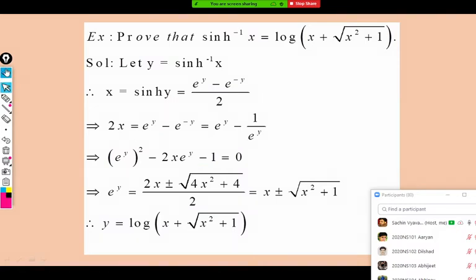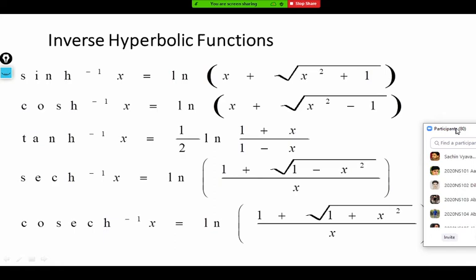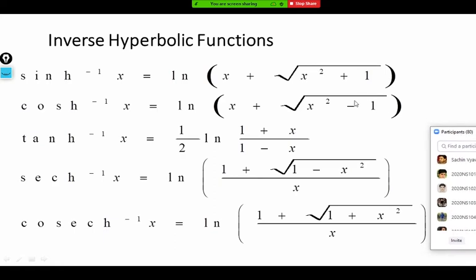I already told you the derivation will not come in the exam, but this is the last slide of the formulas. This set of formulas you have to remember now. You have to learn them by heart. There is no alternative; you cannot derive it, so it is better you remember. Sin h inverse x is log of x plus root of x square plus 1. Cos h inverse x is log of x plus root of x square minus 1. Tan h inverse x is 1 by 2 log of 1 plus x upon 1 minus x. At least the first three you have to remember. The last two are not required. The first three are important: sin h inverse x, cos h inverse x, and tan h inverse x.